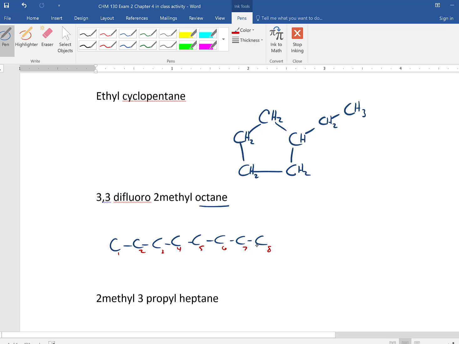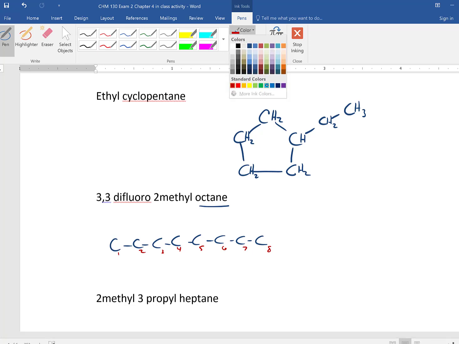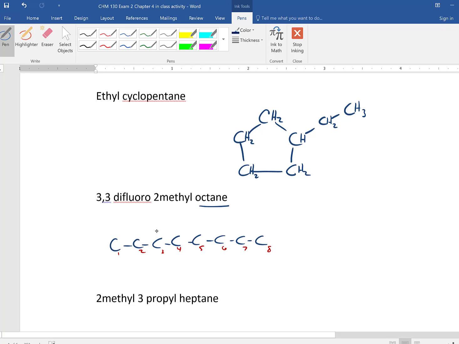And so 3,3-difluoro means what are you going to put on? Where? I'm going to put a fluorine on carbon 3 and a fluorine also on carbon 3. That's why it's 3,3-difluoro, means 2 fluorines both on carbon 3. And the other one? On carbon 2, I put a methyl, a CH3. Anything else?